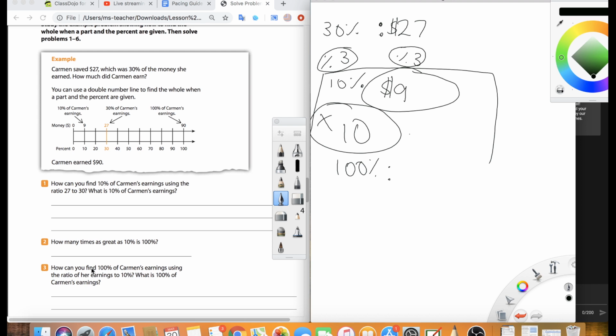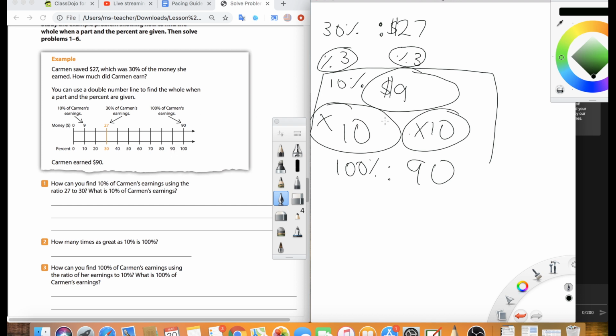Now, number 3 says, how can you find 100% of Carmen's earnings using the ratio of her earnings to 10%? What is 100% of Carmen's earnings? It says how you can find it. You can multiply it by 10. You multiply the $9 times 10, and it gives you $90. This is right here, my 100%. This page is just asking you, can you read this double number line, and can you identify what each question is asking you?